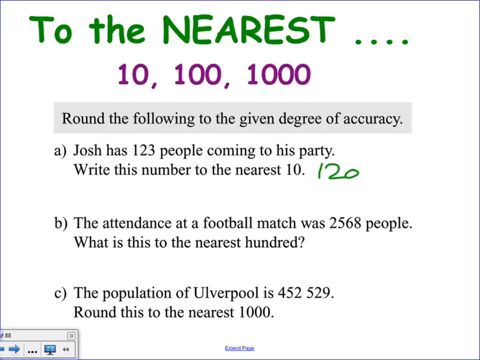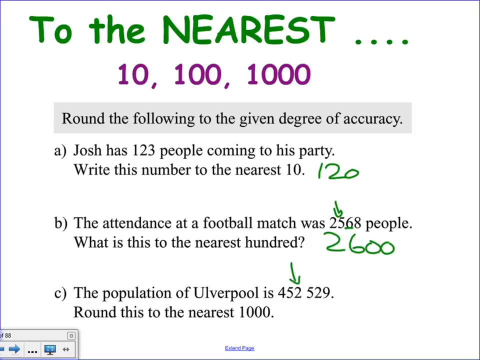Rounding that to the nearest 100. Everyone got that? So, I'm interested in the hundreds. I make my decision based on the next one along, which tells me to round it up. So it's 2,600. Good. And then the last one, population of Ulverpool is 452,529 to the nearest 1,000.